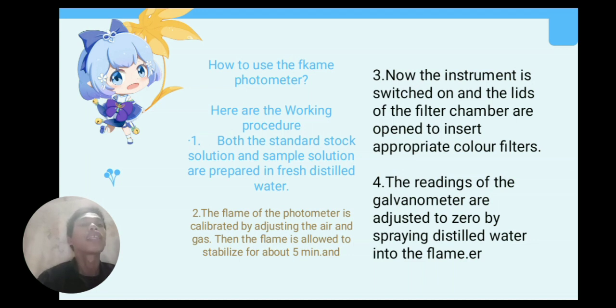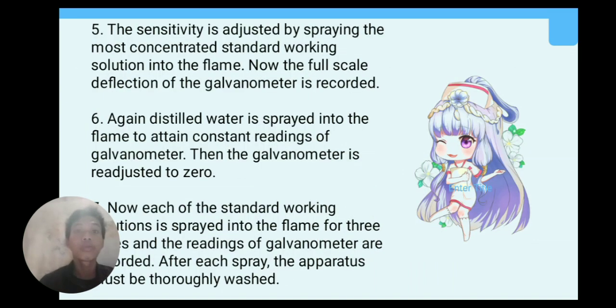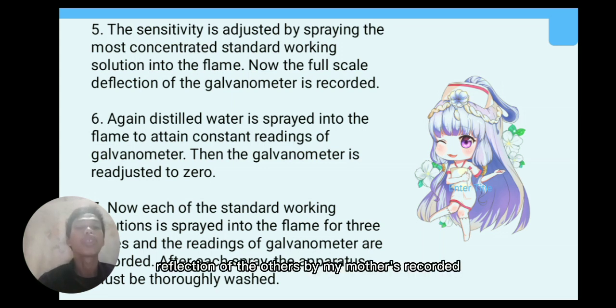Number 3. Now the instrument is switched on and lids of the filter chamber are opened to insert appropriate colored filters. Number 4. The reading of the galvanometer is adjusted to 0 by spraying distilled water into the flame. 5. The sensitivity is adjusted by spraying the most concentrated standard working solution into the flame. Now the full-scale deflection of the galvanometer is recorded.